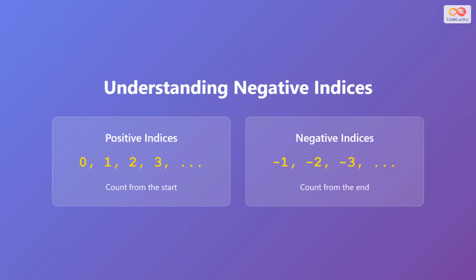Before diving into slicing, let's understand the fundamental difference between positive and negative indices. Positive indices start counting from 0 at the beginning of the array and move forward: 0, 1, 2, 3, and so on. In contrast, negative indices count backward from the end of the array. -1 refers to the last element, -2 to the second to last, -3 to the third to last, and this pattern continues. This dual indexing system gives you flexibility in how you access array elements.